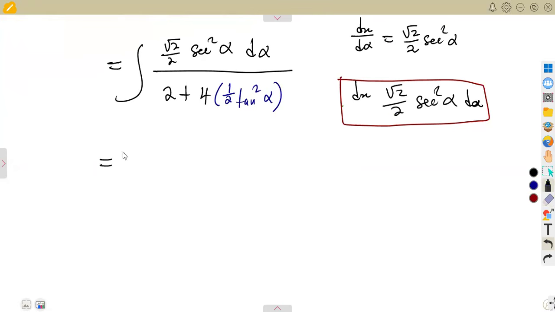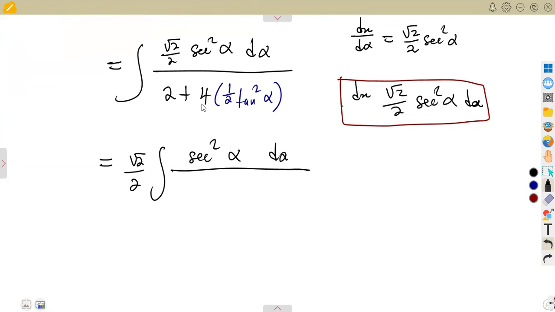If you're to simplify again, you can take this out of the integral. The square root of 2 over 2 is a constant. So you're left with the integral of sec squared on top, that's sec squared alpha d alpha. All right. Then what else? We have got the 2 plus 4 times 1 over 2. That's a 2. So if you had to multiply this 4 times 1 over 2, it was going to give us a 2. That's 4 times 1 over 2, which is a 2. So that's 2 tan squared alpha.